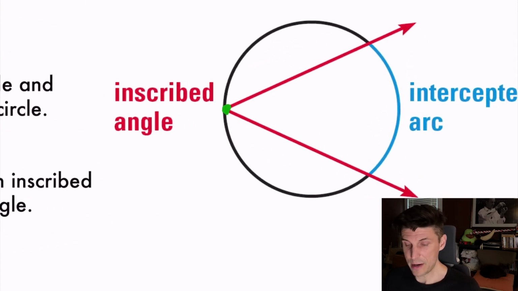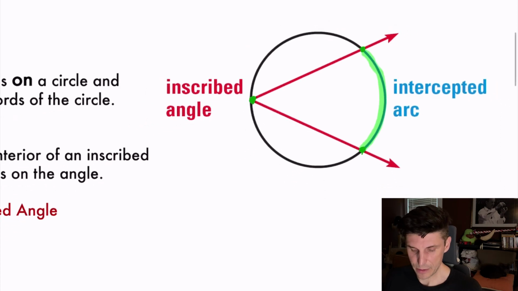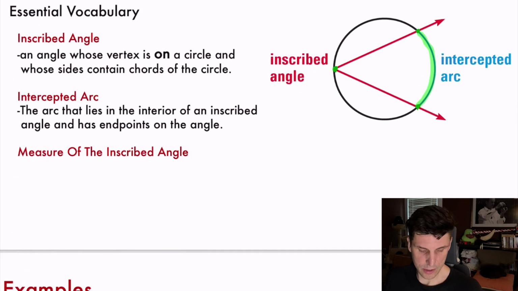Another thing you get when you have an inscribed angle is something called an intercepted arc. An intercepted arc is contained within the sides of the angle. When you have that inscribed angle, it intersects the circle in these two places, and the arc that is formed by that inscribed angle is called an intercepted arc. It's kind of like it's captured. So the definition is: the arc that lies in the interior of an inscribed angle and has endpoints on the angle.